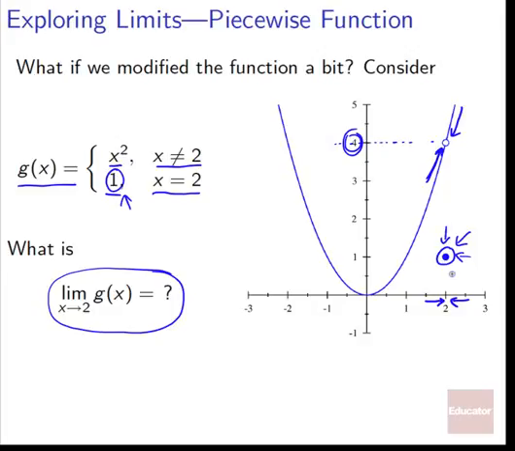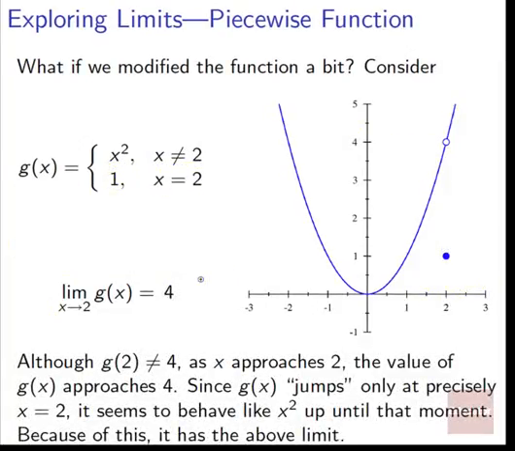So we don't really care about what happens here. This part isn't important. The thing that actually happens at 2 isn't important. It's a question of what happens on our way to 2. Well, on our way to 2, the thing that we're getting close to is this location at 4. That's the location we're getting to. So the answer for this limit will be 4.